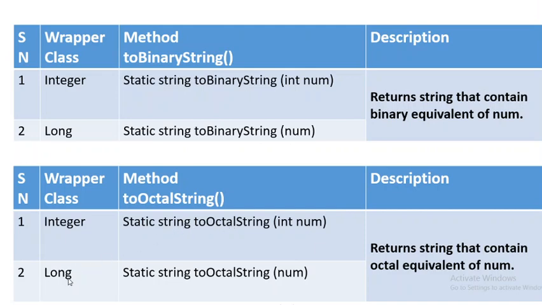If you are using this with the wrapper class Long, as this is a static method, it will be Long.toOctalString. In brackets you will have a long type number. So this long number internally will get converted into octal, and this octal equivalent as a string you will get as a result.